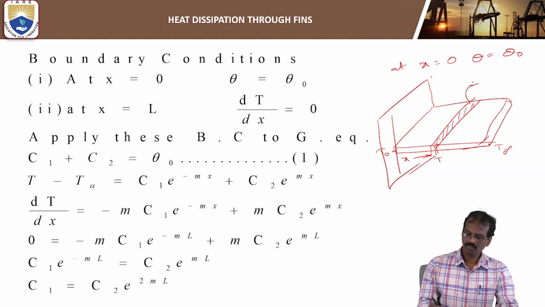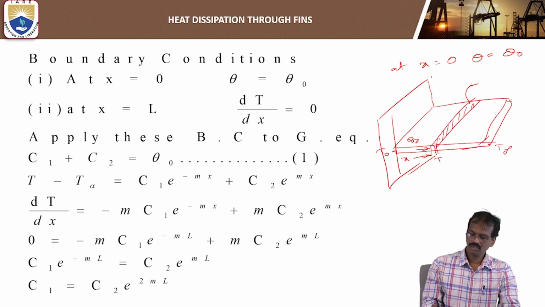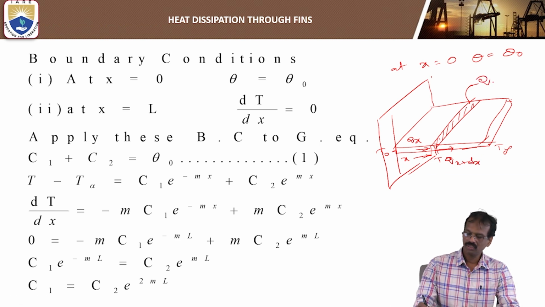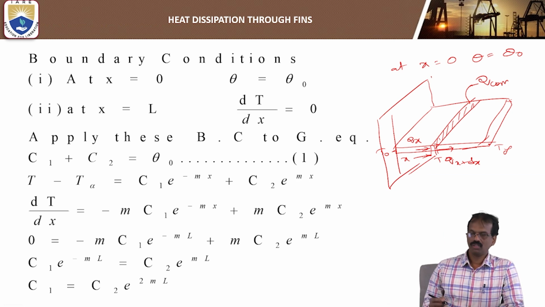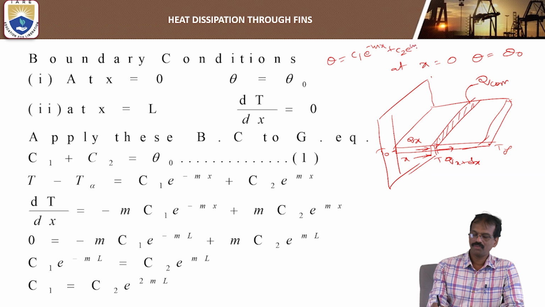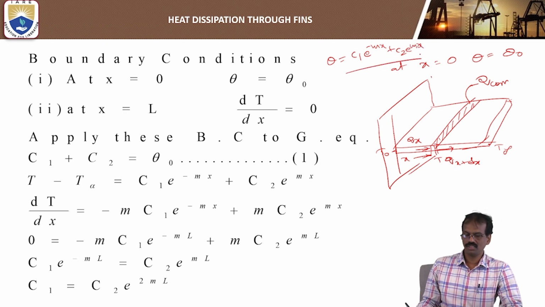Through the convection process, Q x is the entry, Q x plus dx is the leaving through conduction, and Q convection is leaving through the convection process. You know this one, okay? For this, we derived the general heat conduction equation, that is theta is equal to C1 e to the power of minus mx plus C2 e to the power of mx, already derived in the previous class. That is the general equation.